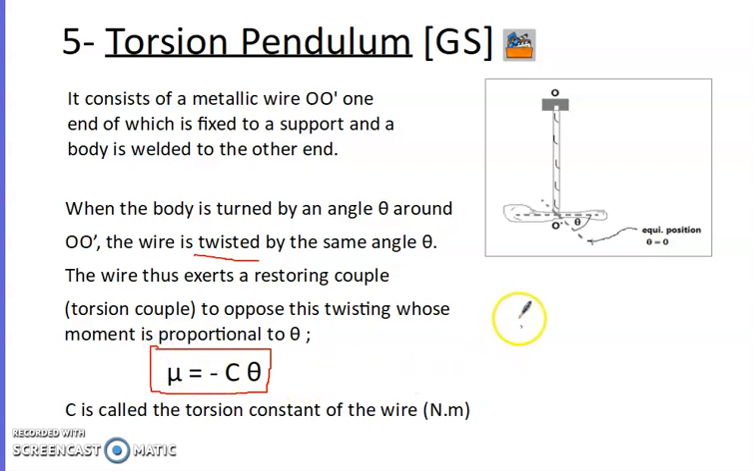In the same way, Hooke's law for a spring, T in algebraic value equal minus kx in algebraic value. Okay? Here the torsion couple equals minus C theta, and C is called torsion constant. Like the spring here, we call it stiffness or spring constant.